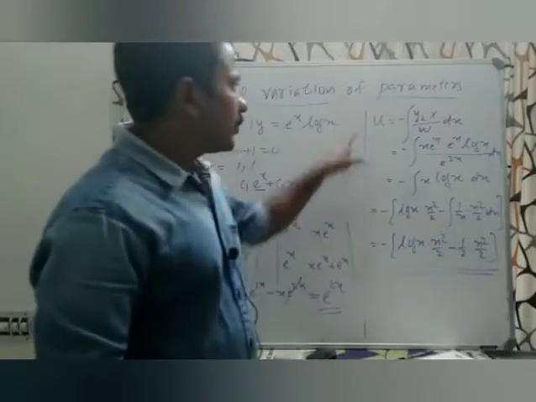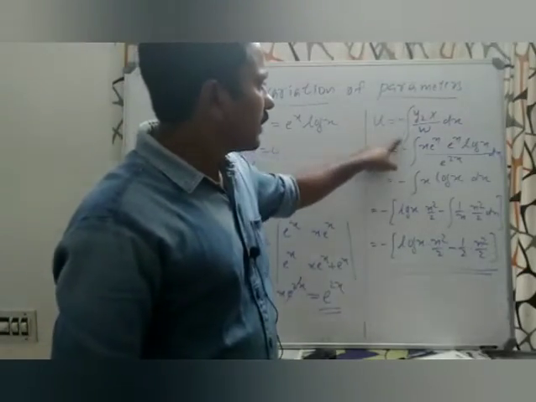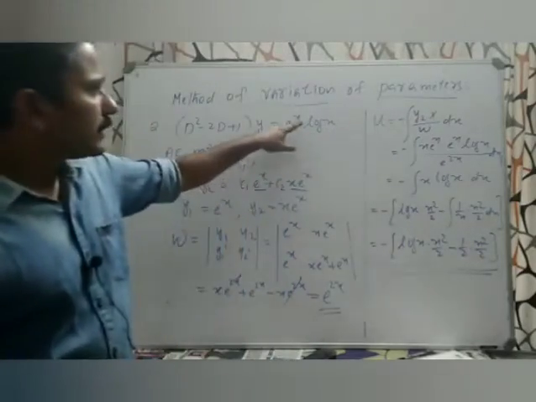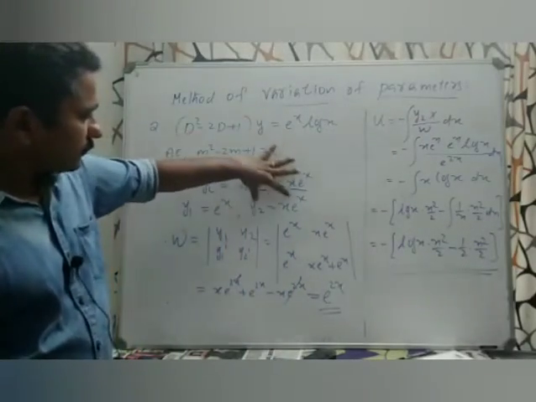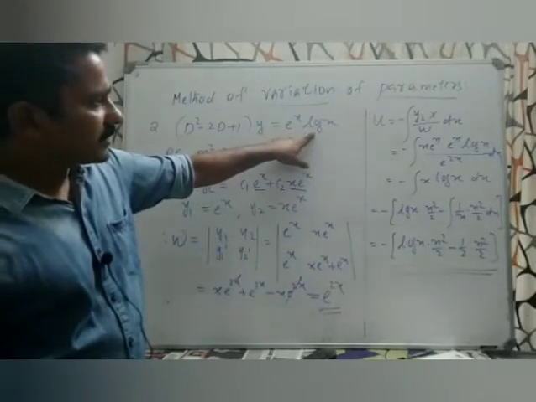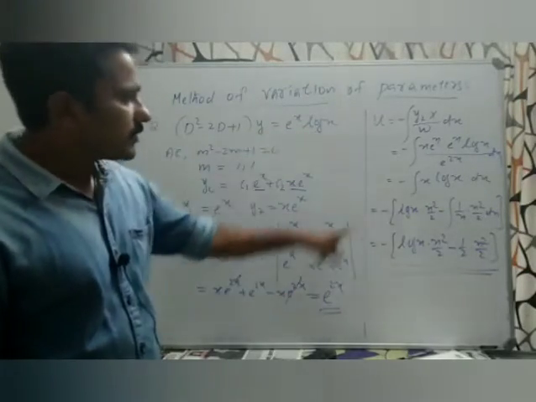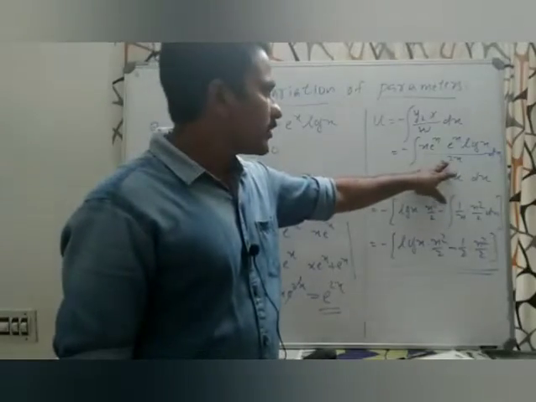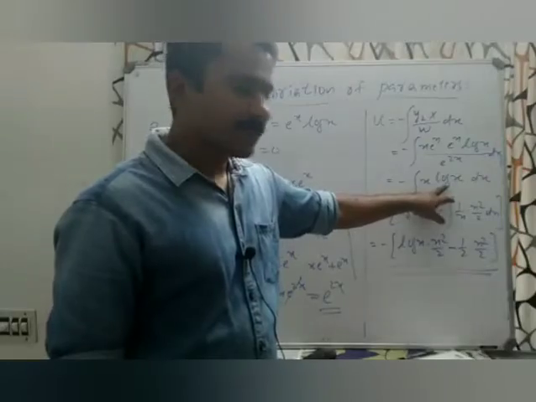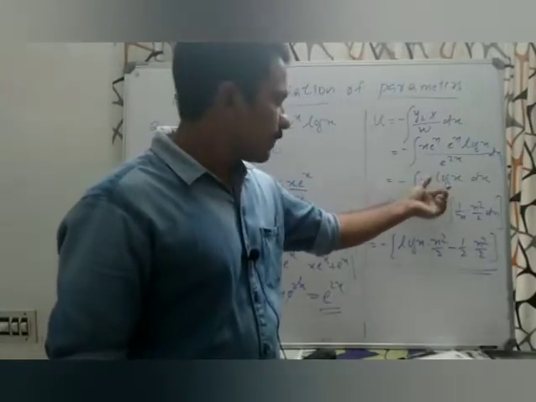Now you find u using this formula, negative integral of y2 x over w dx. Here y2 is x e to the power x, x is e to the power x log x, and w is e to the power 2x. And here e to the power 2x will be cancelled and you will get the integral of x log x. So we are supposed to integrate this one.